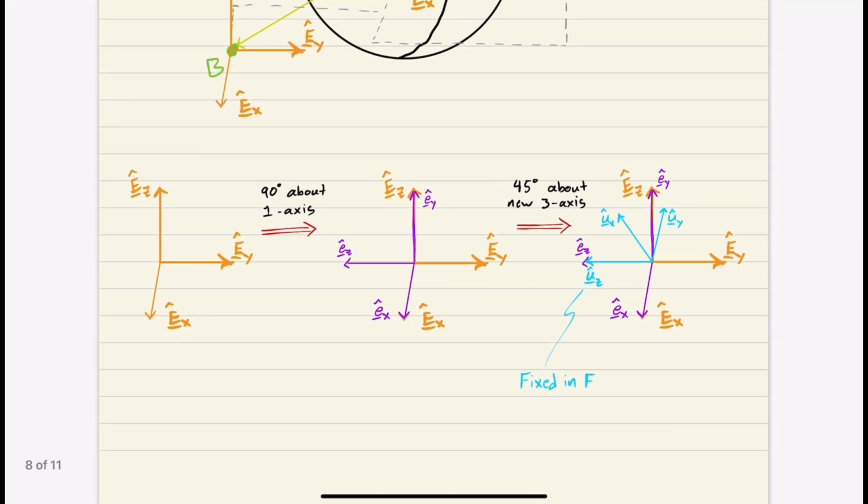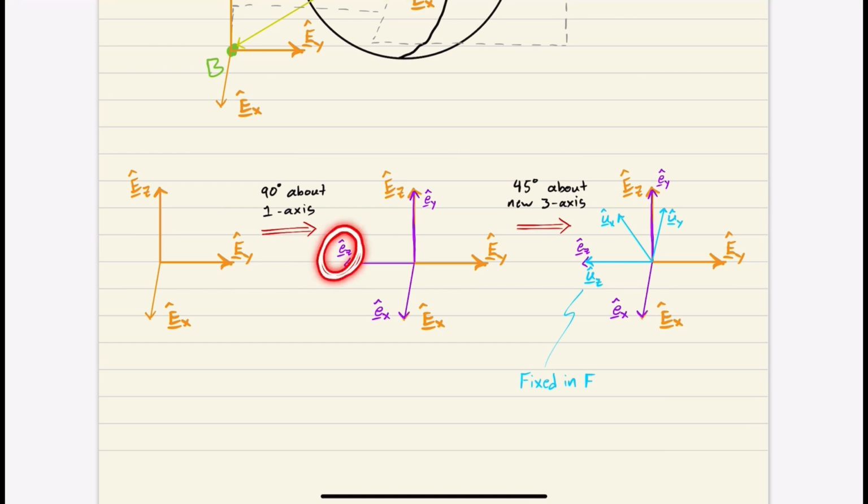So we're going to do 2 moves. First, we're going to do 90 degrees about the 1, which will bring EZ to point to the left. EY will now point in the direction of EZ, and then EX stays the same because we rotated about the 1. So this purple one is the result of this 90-degree rotation about the 1. And then now this 45-degree rotation about the new 3.